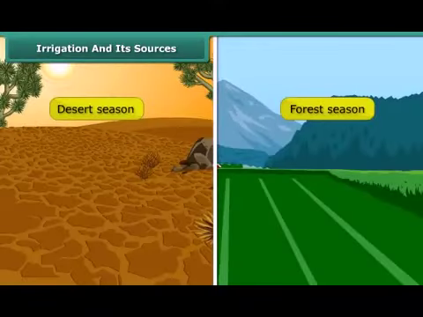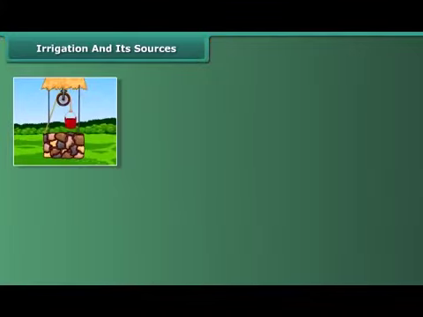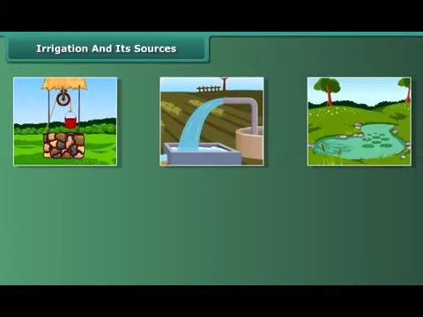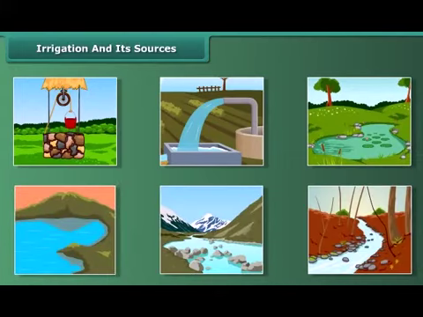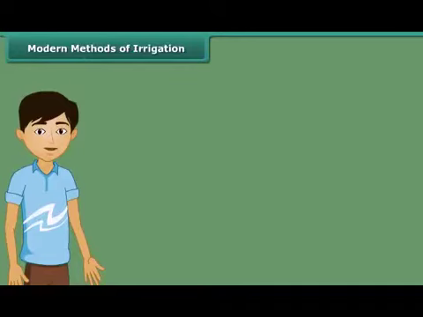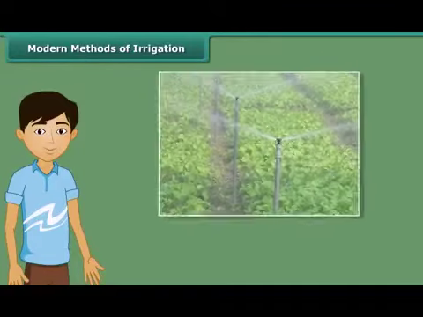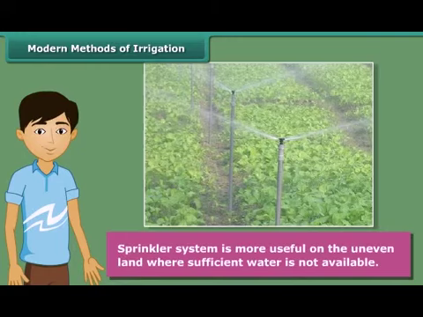Now the question arises, what are the sources of irrigation? Wells, tube wells, ponds, lakes, rivers, dams, and canals are some of the main sources of irrigation water. Let us now know modern methods of irrigation. A sprinkler system. This system is most useful on uneven land where sufficient water is not available.